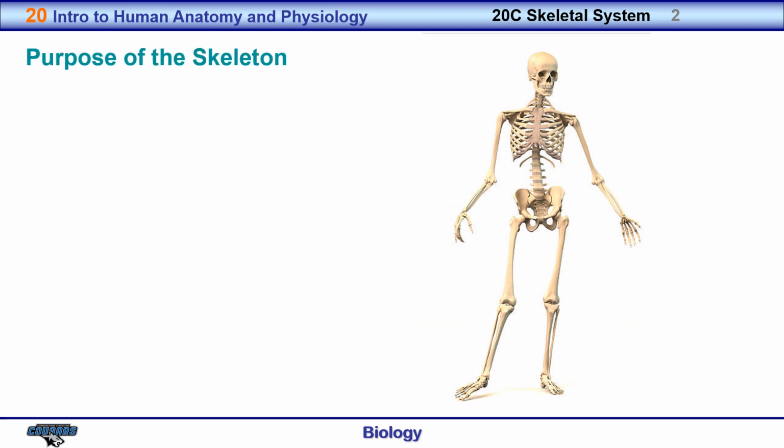Now, what's the actual purpose of the skeleton? The first thing that we could think about is that it's a framework for support of the body and for the protection of the delicate organs such as the brain, the spinal cord, the heart, and the lungs. And the bones serve also as levers, and with the muscular system you can produce movement.